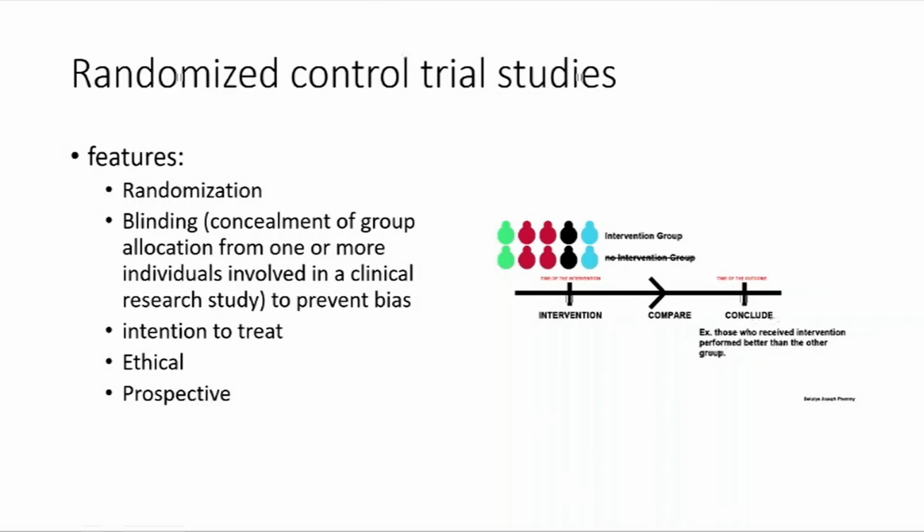In a randomized control study, the intention is to treat, and there's an ethical angle here. When you are providing an intervention to a population, you should be sure that this intervention is not dangerous and will not harm them. That's the ethical viewpoint. Then the study is prospective. You provide the intervention, you study the response of the participants in both groups, then you compare and conclude.